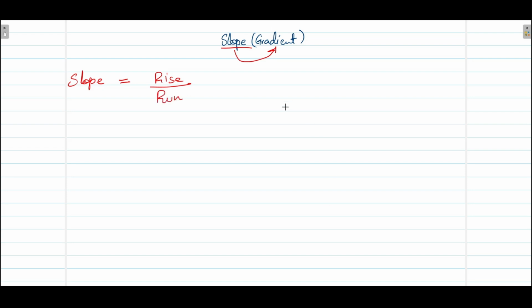For instance, if I take a line, the slope of this line is dependent upon two factors. The first factor is the run, which is dependent upon the x component, the horizontal component. And then we have a certain rise, which is dependent upon the y component, or the vertical component. So we can see that this is the run and this is the rise.